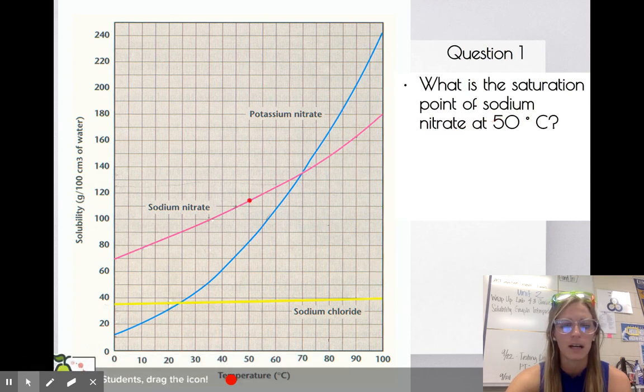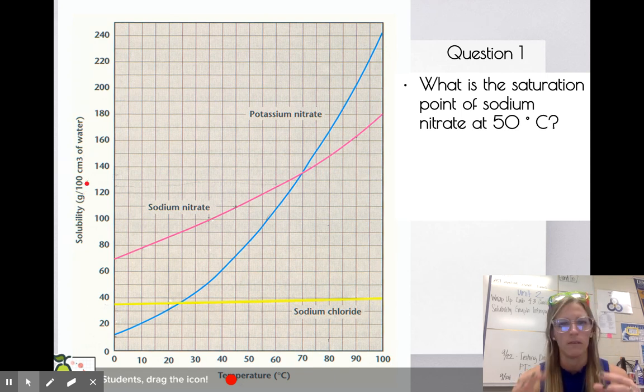So again, right on the line is going to be saturated, perfectly saturated. We've got a happy solution. We don't have too much, and we don't want to add any more. It's perfect. It's happy the way it is. So at 50 degrees Celsius, the saturation point, we follow this over and we're going to have to kind of estimate. So this line is 115, so it's about 118. So 118 grams of sodium nitrate will dissolve nicely in 100 centimeters cubed of water.